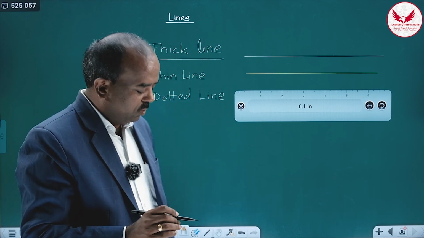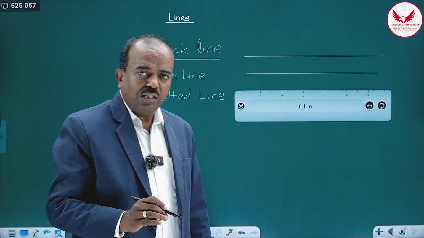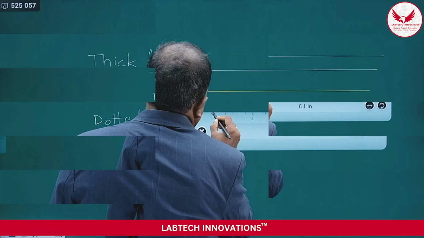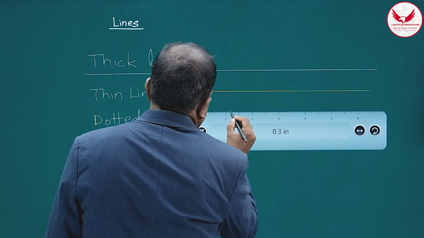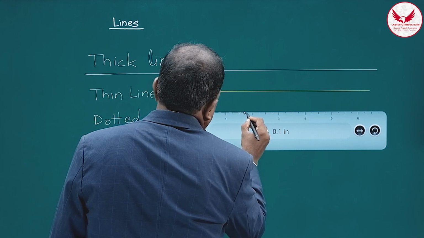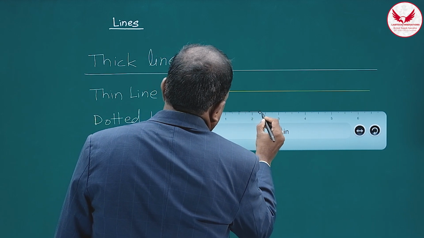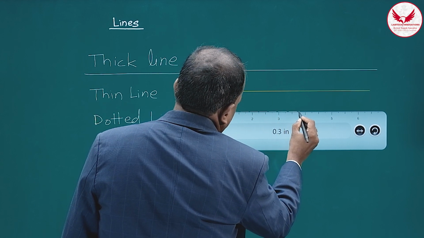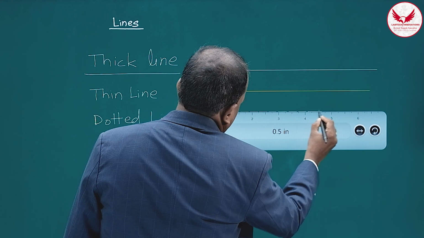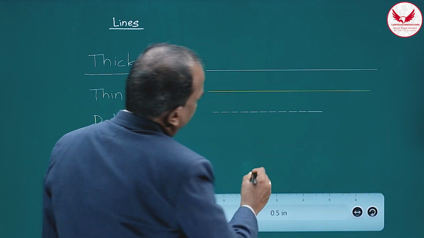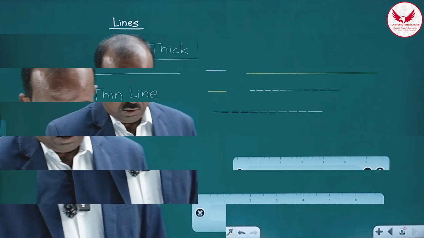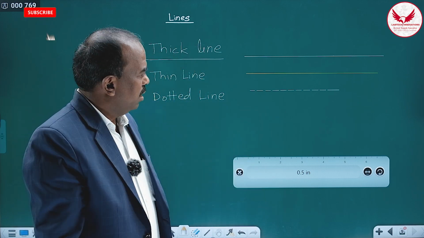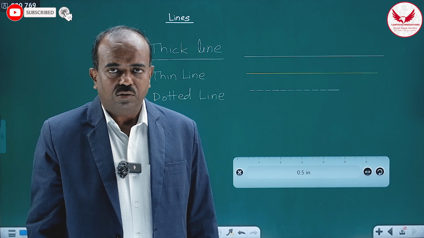Then what care you have to take? Dashes should be of equal length and the gap should also be the same. So it should be like this. It requires a lot of concentration. Means dash length should be the same, gap should be the same, and it should be neatly drawn.